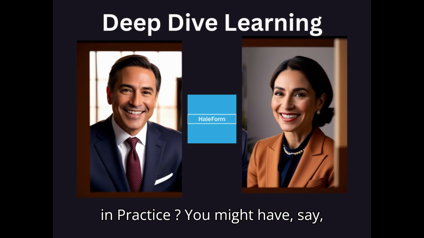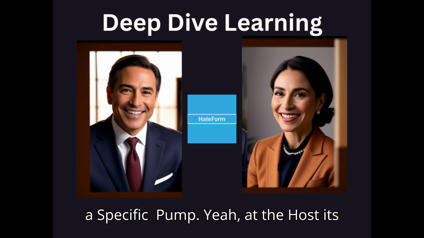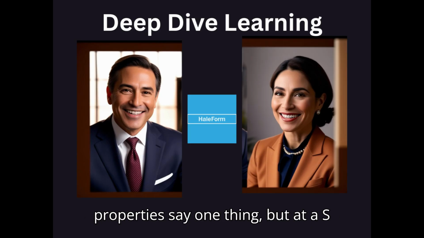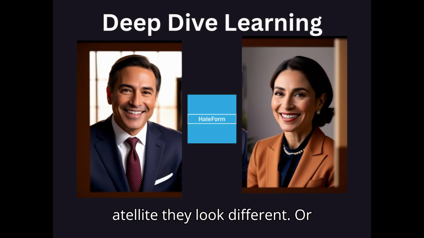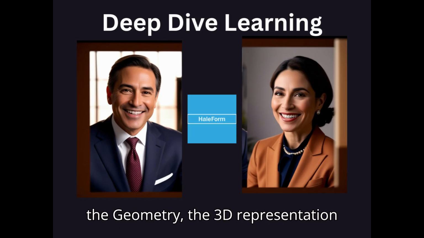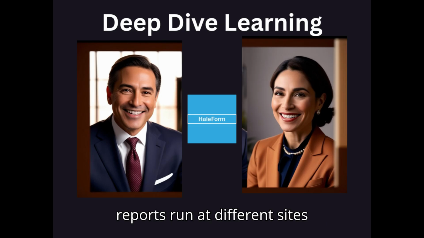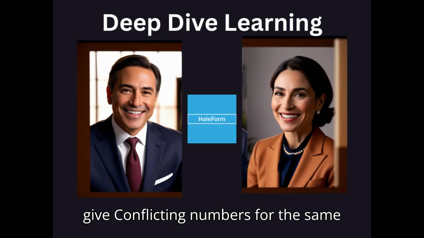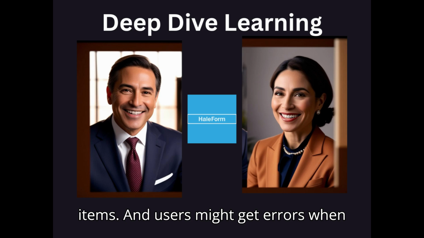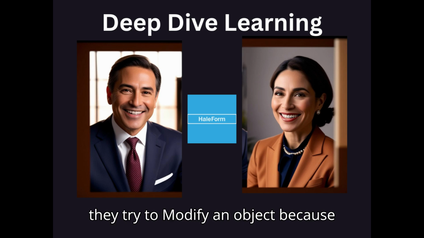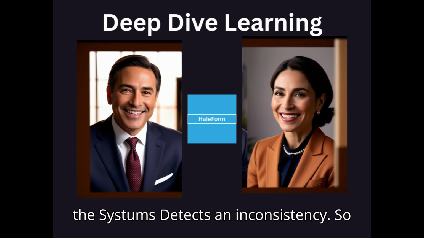You might have, say, a specific pump. Yeah. At the host, its properties say one thing, but at a satellite, they look different. Or the geometry, the 3D representation itself might vary slightly. Uh-oh. Yeah. Or reports run at different sites give conflicting numbers for the same items. And users might get errors when they try to modify an object because the system detects an inconsistency.